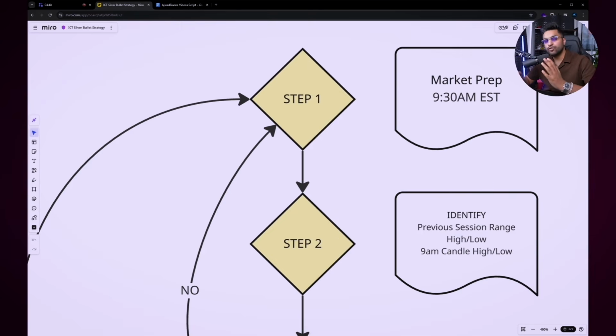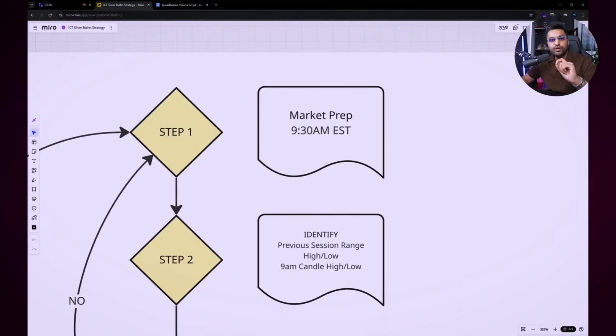As we are focused on Eastern Standard Time, that means before New York is the London session. So London session high and low. And the most important point is, when we're looking for the previous session high and low, we are only going to be focused on between 4 a.m. Eastern Standard Time to 6 a.m. Eastern Standard Time to mark our high and low in that previous range.